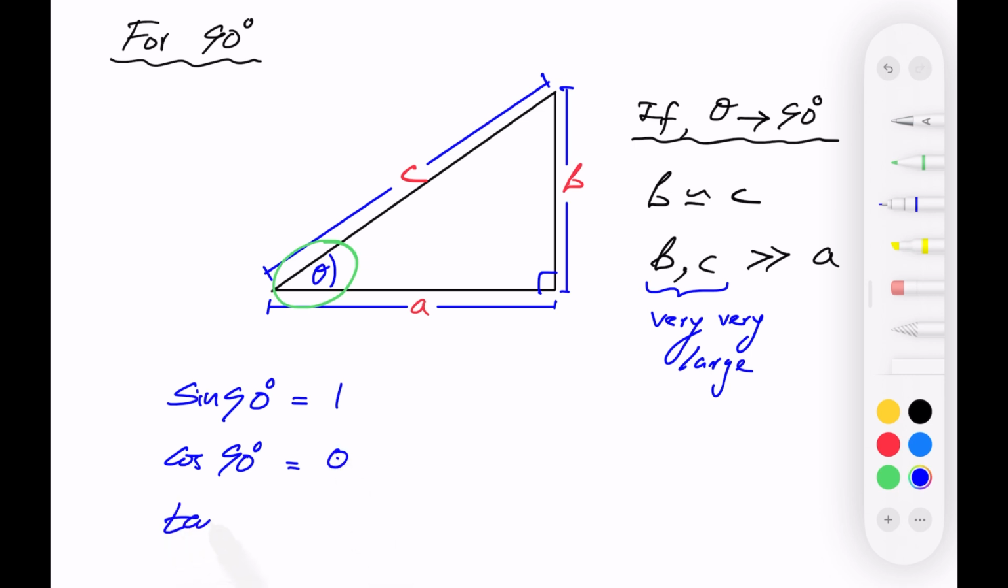Tangent 90 degrees. This should be equal to opposite over adjacent. Since the opposite is very, very large, the opposite over adjacent should also be very, very large. That means tangent 90 degrees should approach infinity. However, there's a small catch. When theta is such as 89.99999 degrees, tangent of that angle is actually positive infinity.